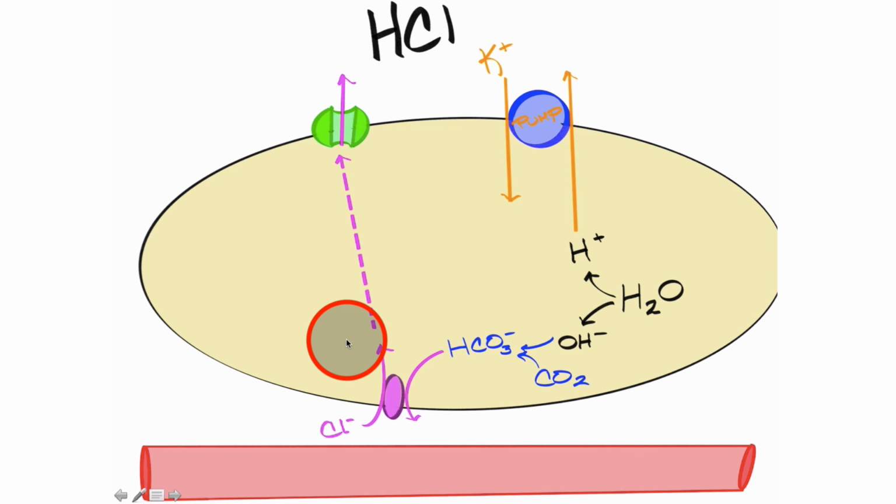This chloride, once it's in the cell, is going to proceed out the chloride channel into the lumen. So now we have chloride, we have that hydrogen ion out here, and that's how we get the release of hydrochloric acid from parietal cells into the lumen of the stomach.